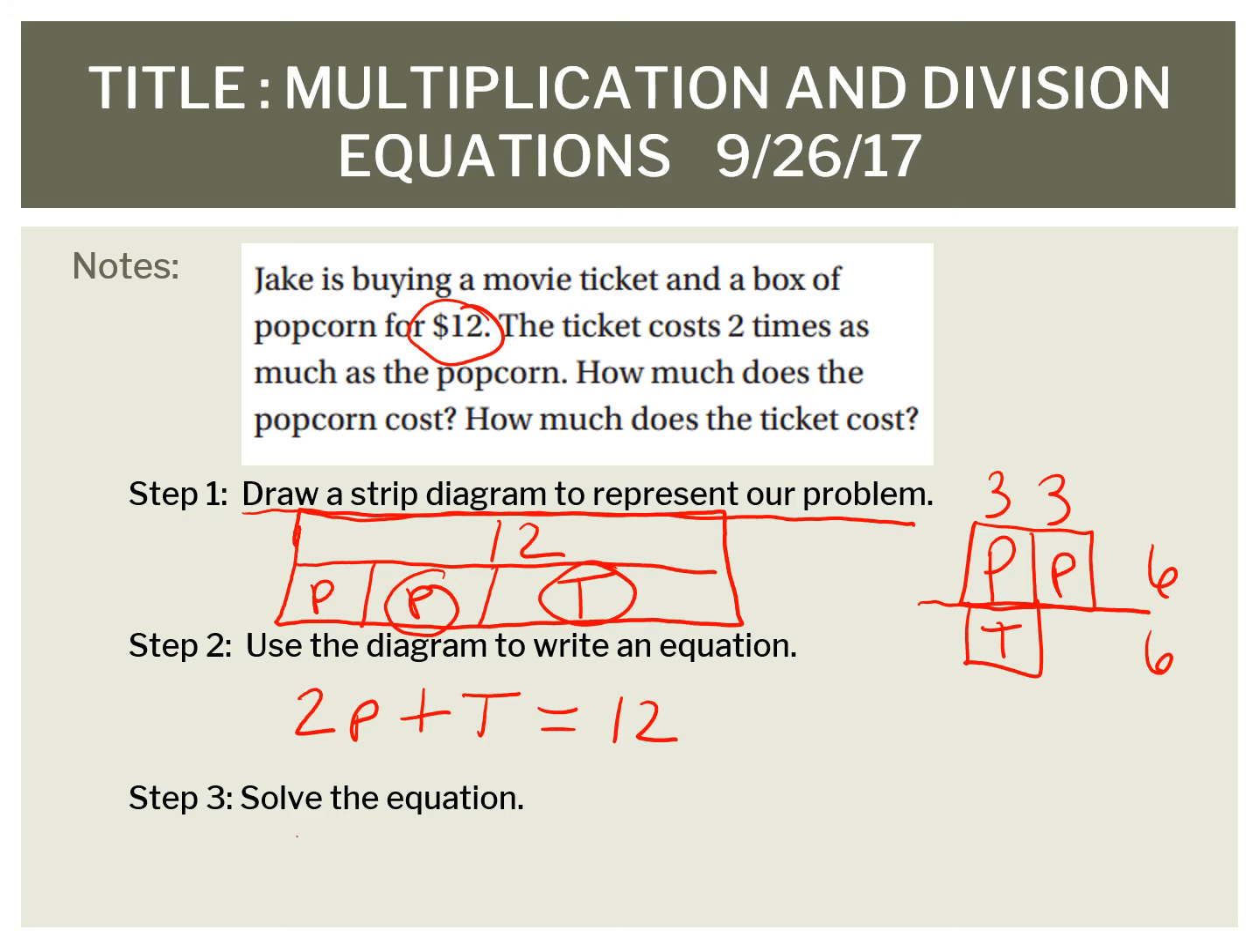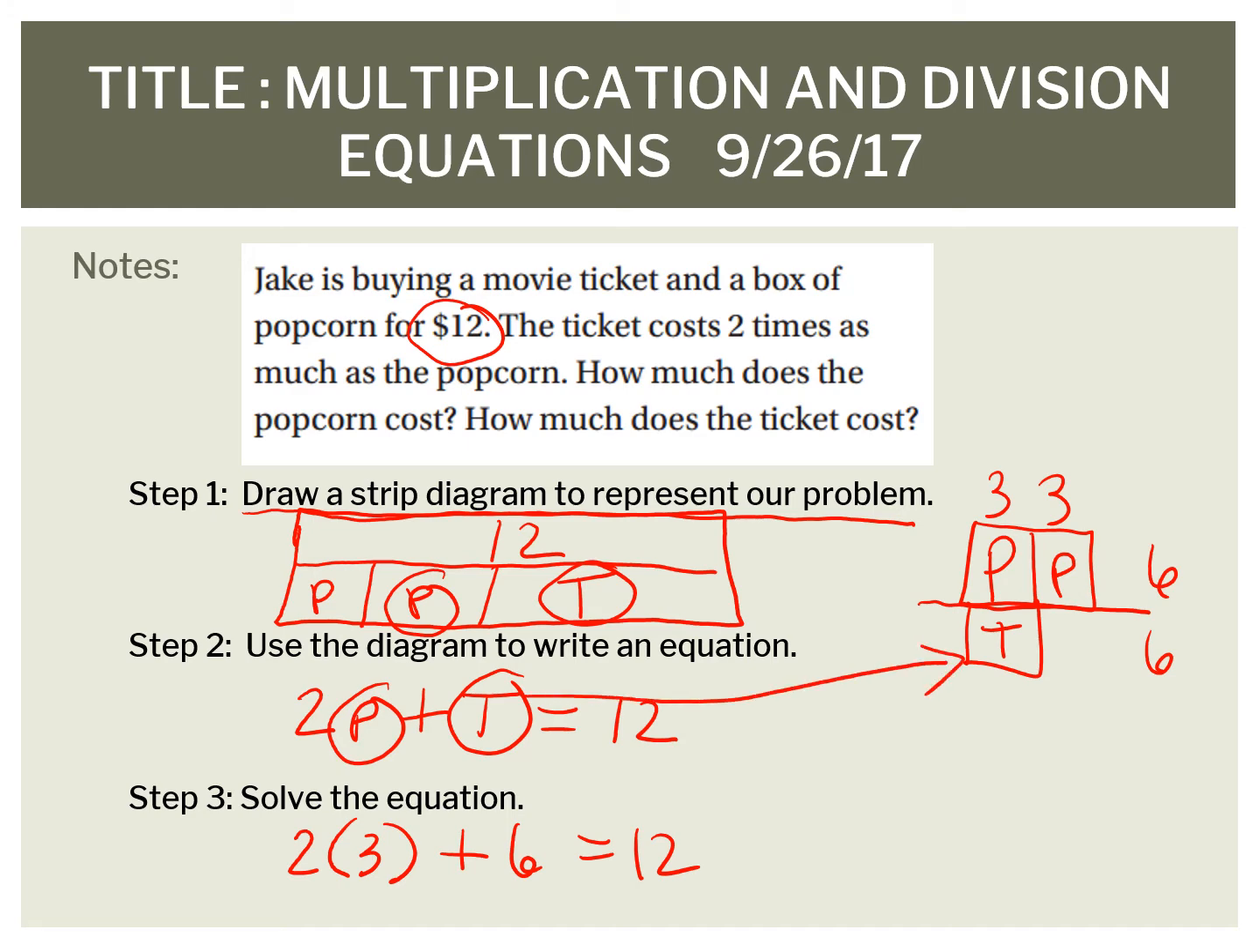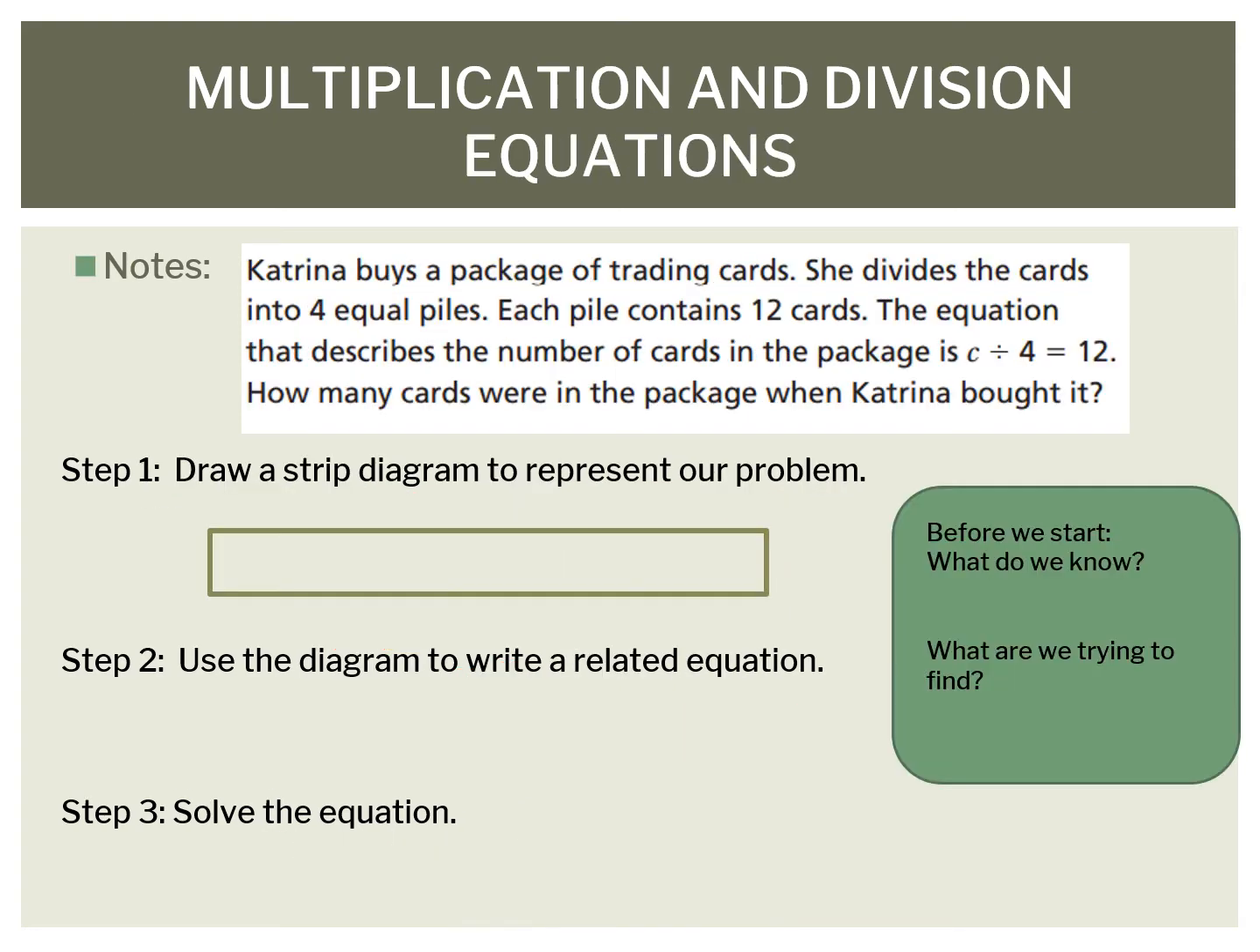So now I can solve it. So 2 times 3 plus 6 equals 12. All I did was change the letters into numbers. And we can do the math. 2 times 3 is 6, plus 6 equals 12. And that is true. All right. Good job.